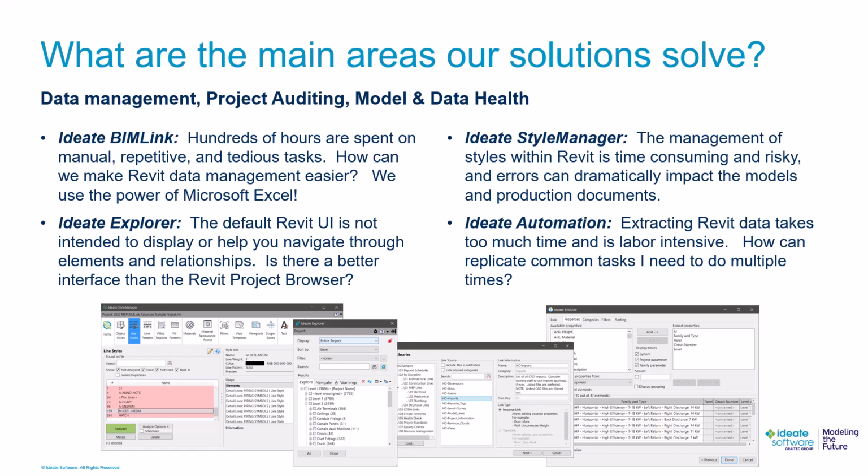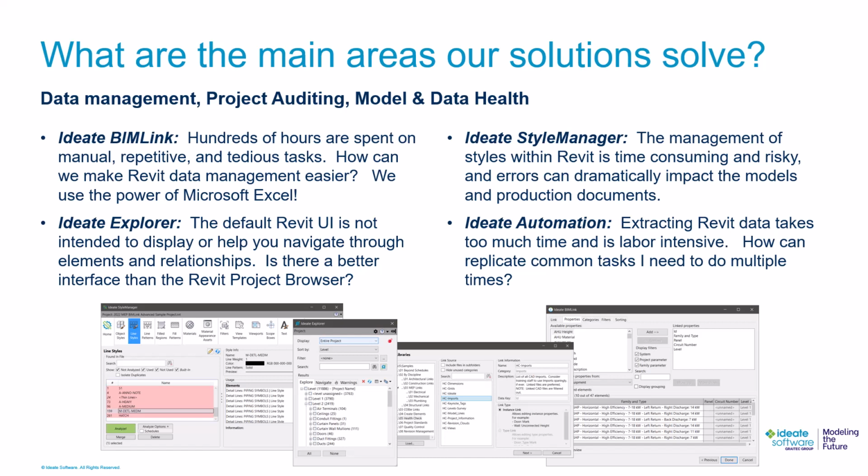Ideate Explorer is our model browser. It's showing you every element of the Revit model and allowing you to filter and find things very easily and quickly. You can also review which elements in your Revit model have warnings, and you can categorize those warnings as high, medium, and low to be able to review those. And you can still have the Ideate Explorer dialog open as you fix those elements that have warnings.